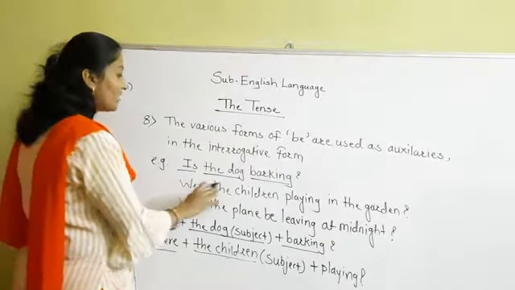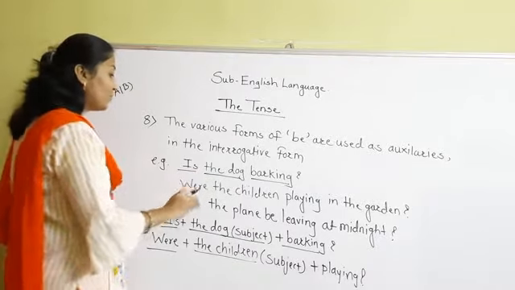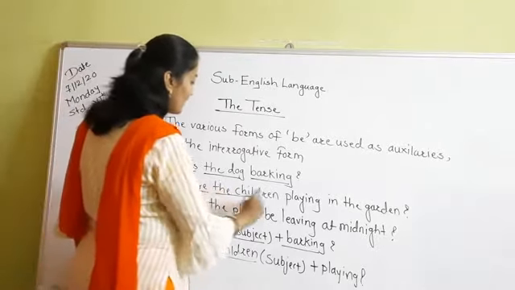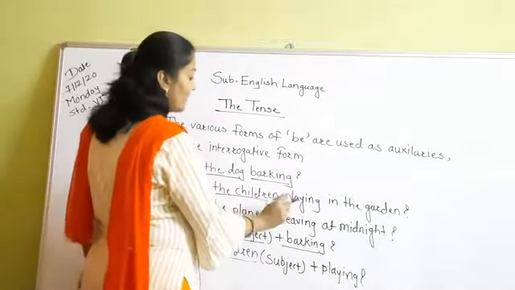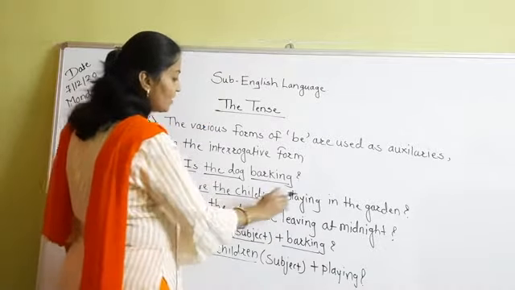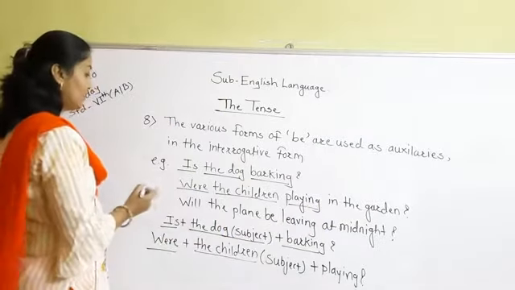Now see, were the children playing? Same we have done here in the second sentence also. We have written previously, the children were playing in the garden. This is our sentence. So the auxiliary that we have used, here in the starting. Were the children. The children is the subject. Then we have used here playing. Play plus ing, playing. That shows the continuous tense. Okay. Were the children playing in the garden? This is our interrogative sentence.